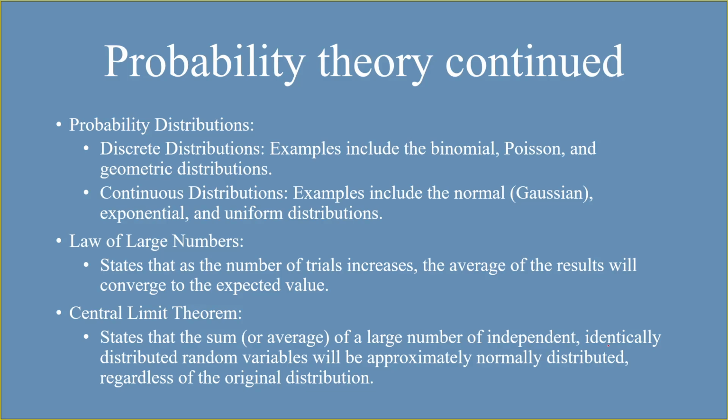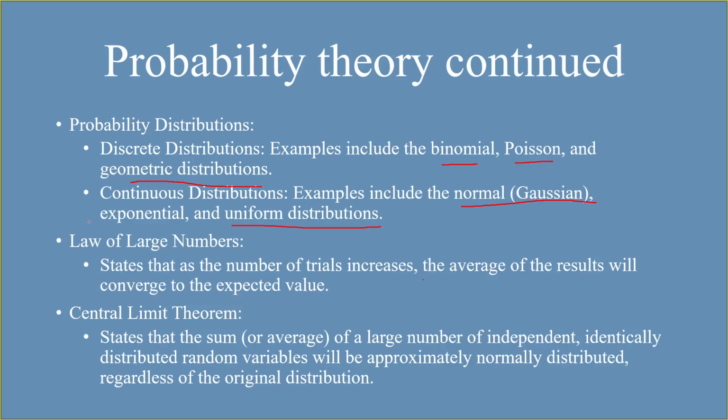What are probability distributions? Here we have discrete distributions and continuous distributions. In the discrete distribution, examples include the binomial, the Poisson, and the geometric distributions. And in the continuous distribution, examples include the normal or Gaussian, exponential, and uniform distributions.